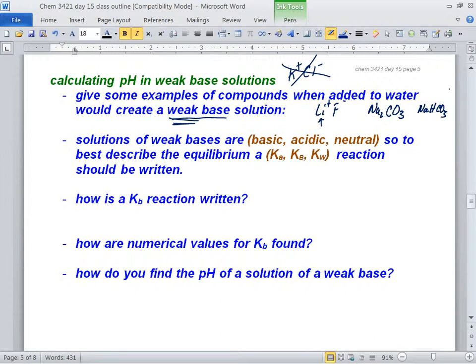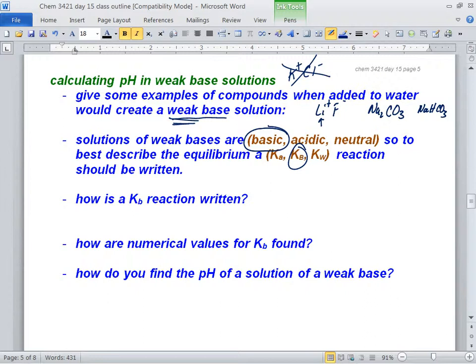So solutions of weak bases, you put those compounds in water, and those solutions are what? Basic, acidic, or neutral? They'd be basic, yeah, they better be pH bigger than 7. So to best describe the equilibrium, what reaction should be written? Kb. A whole new reaction to write to describe the equilibrium of these weak bases. Not Ka, not Kw, Kb reaction.